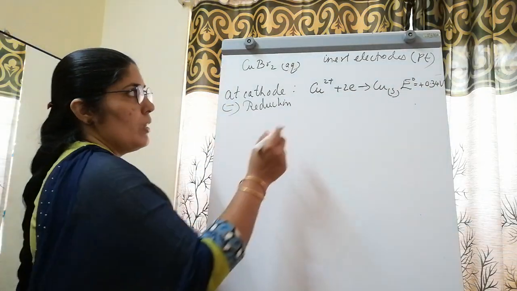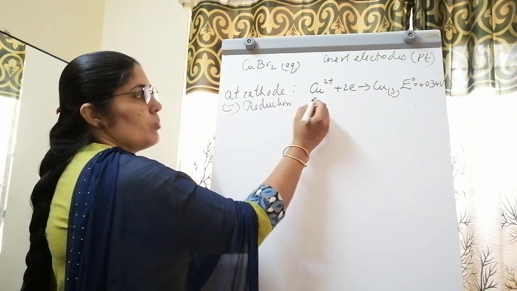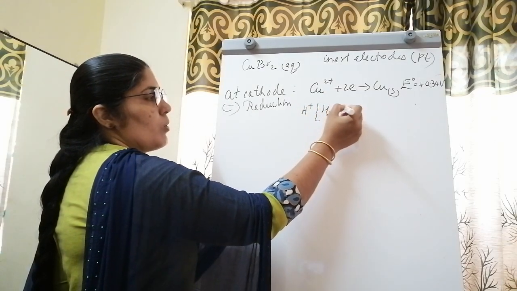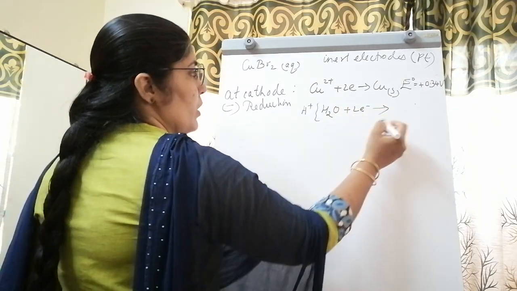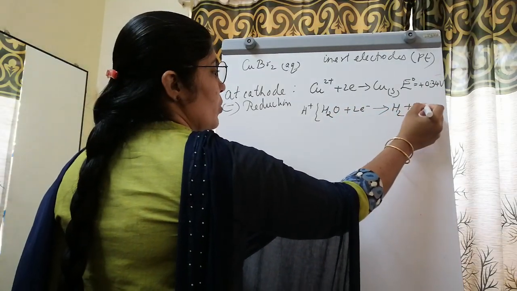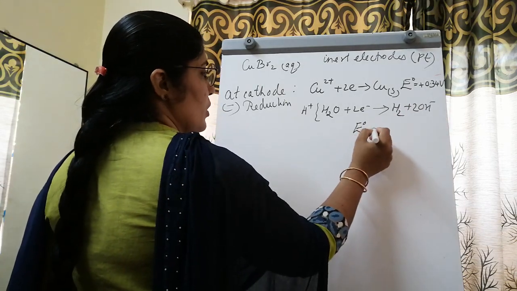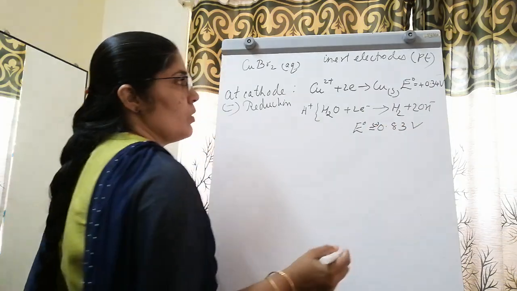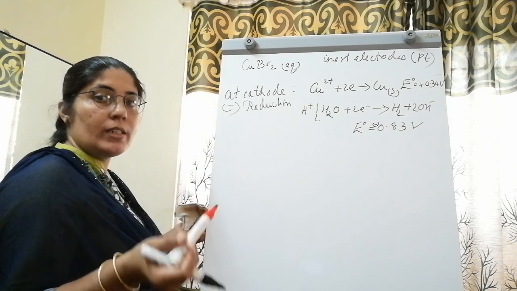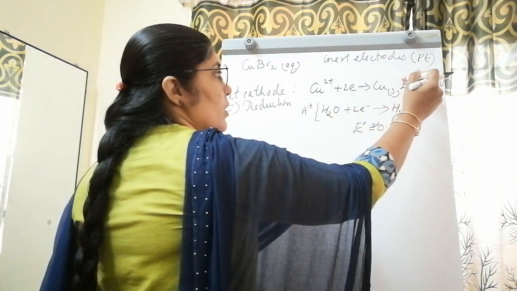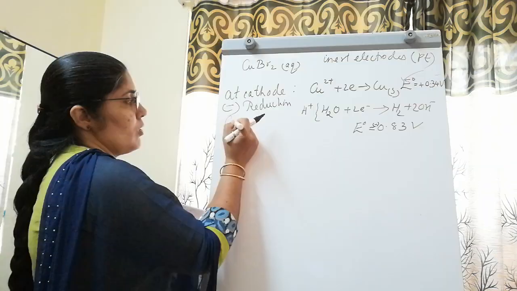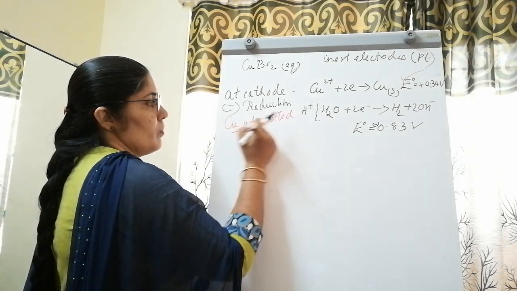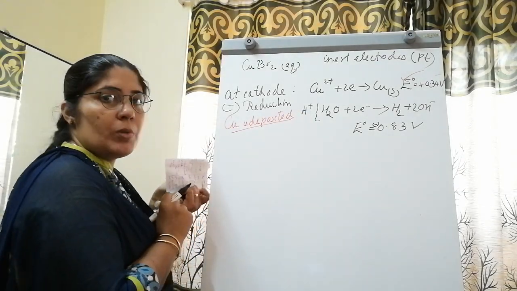Similarly, what is the other positive charge which has to come? You will have H+ coming up, which we consider as the reduction of water molecule: 2H2O plus 2 electrons gives hydrogen plus 2OH minus. You know that its reduction potential is minus 0.83 volt. So here, the higher reduction potential value belongs to copper. So at cathode, what is going to take place? Copper is deposited. So here you can see that the copper has been deposited.